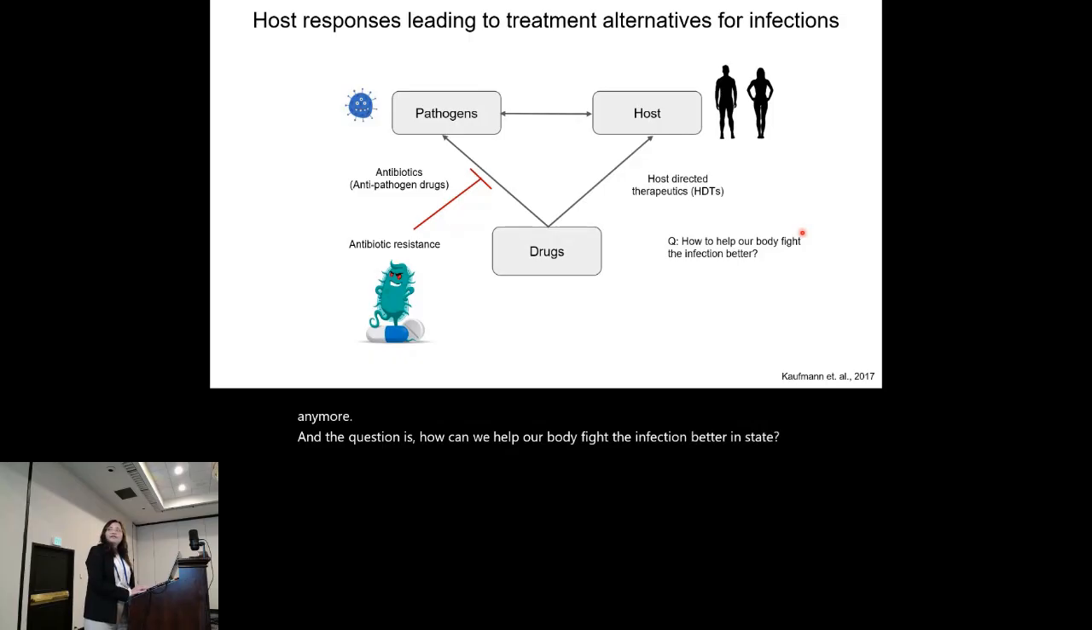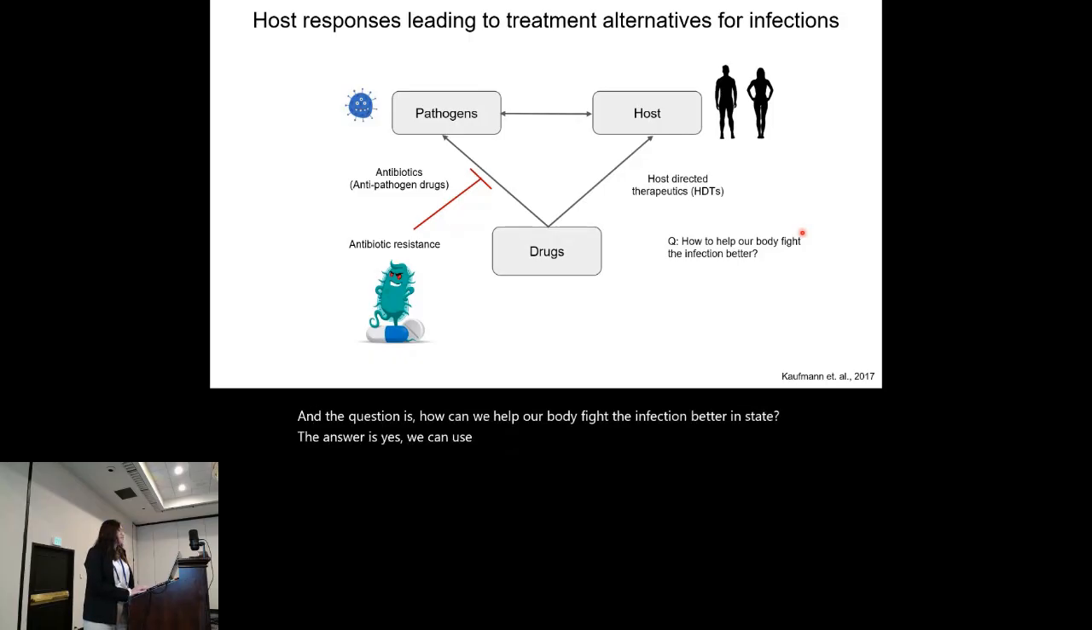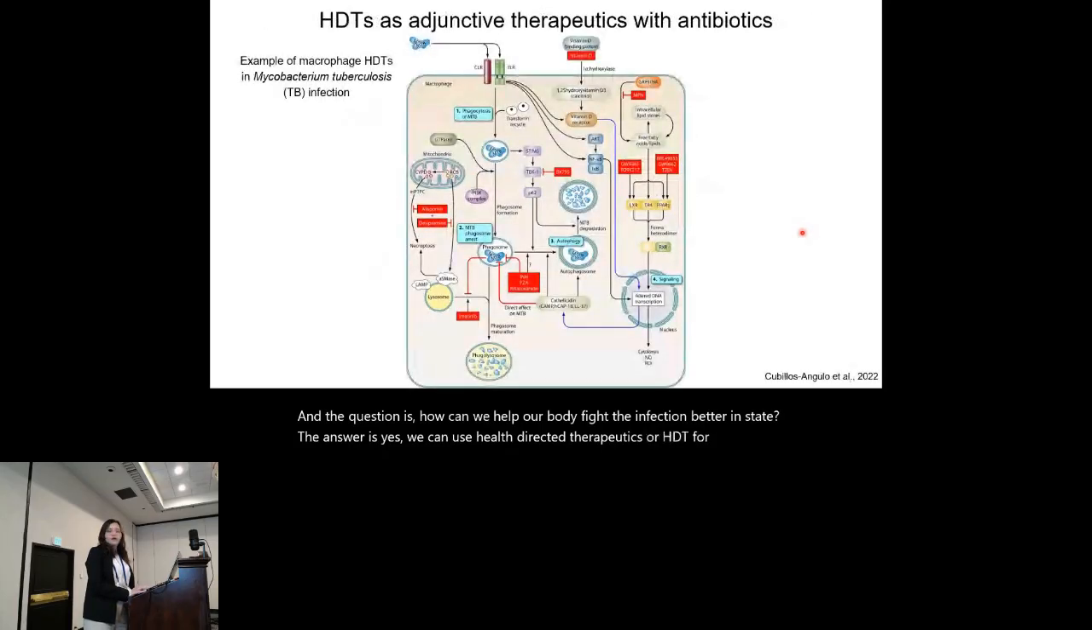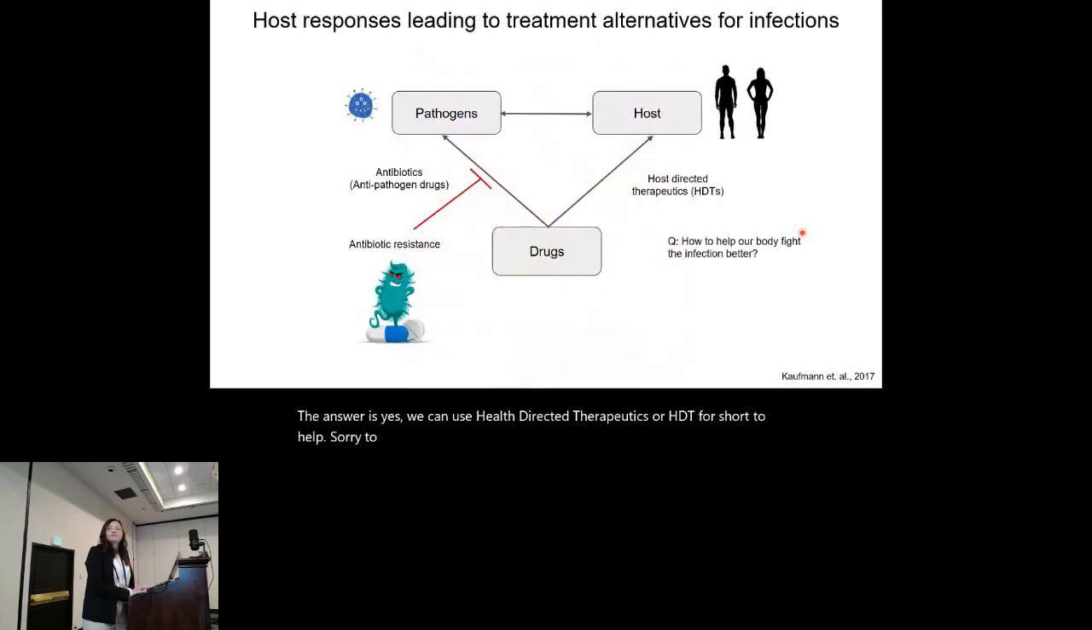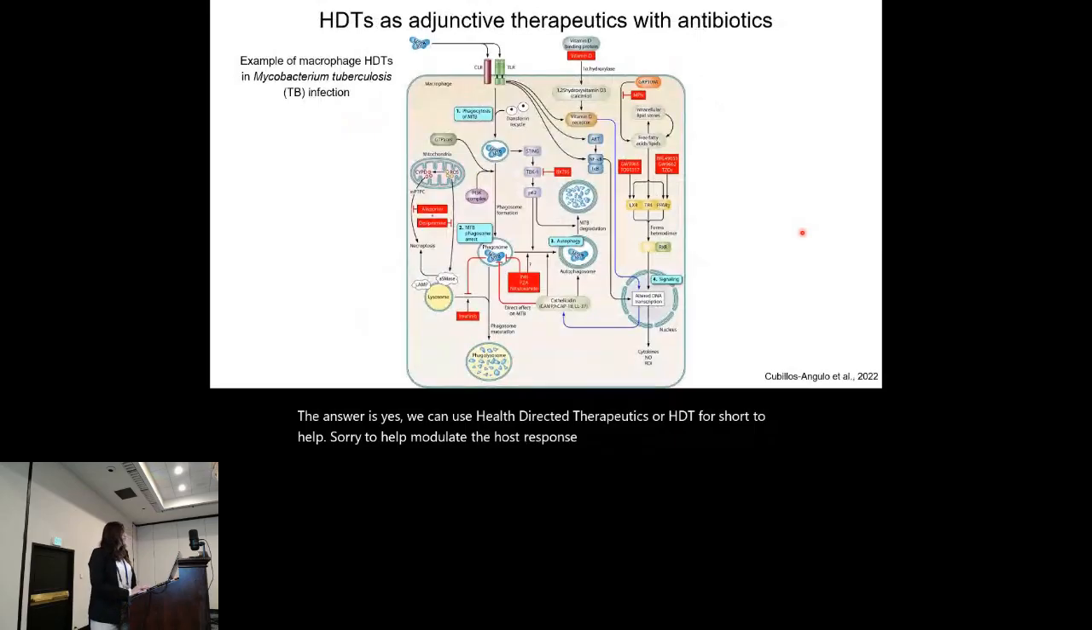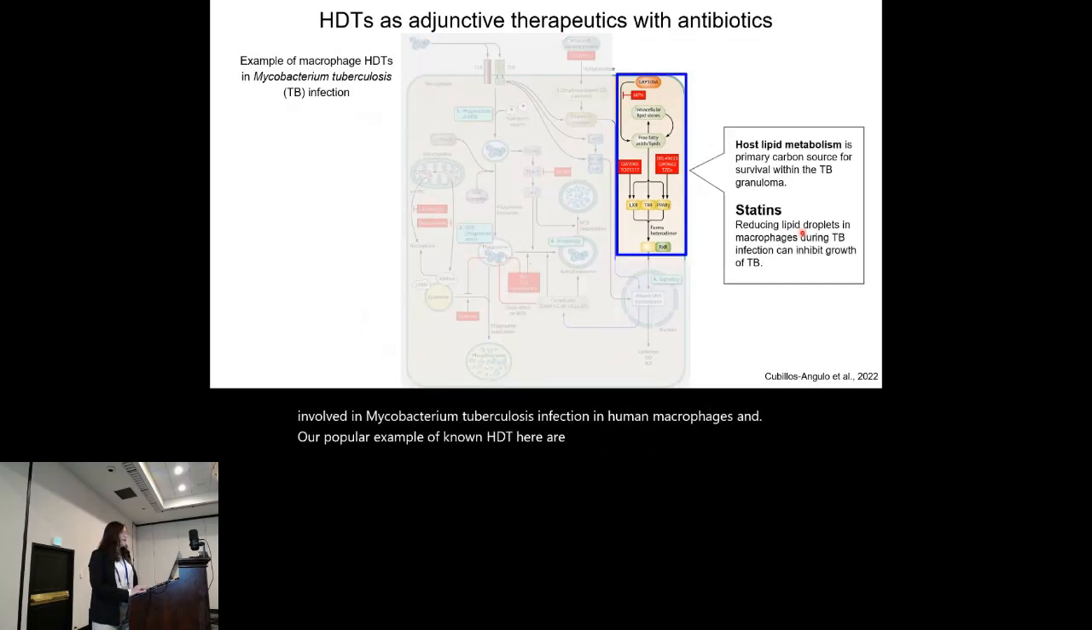The answer is yes, we can use host-directed therapeutics, or HDT for short, to help modulate the host response. So let's see some examples of known HDT as adjunct therapy with antibiotics. Here we're looking at biological pathways involved in Mycobacterium tuberculosis infection in human macrophages. And a popular example of known HDT here are statins, which help us reduce lipid droplets in macrophages, resulting in inhibiting TB growth.